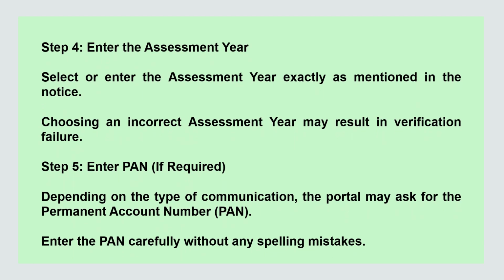Step 4. Enter the assessment year. Select or enter the assessment year exactly as mentioned in the notice. Choosing an incorrect assessment year may result in verification failure. Step 5. Enter PAN if required. Depending on the type of communication, the portal may ask for the Permanent Account Number, PAN. Enter the PAN carefully without any spelling mistakes.